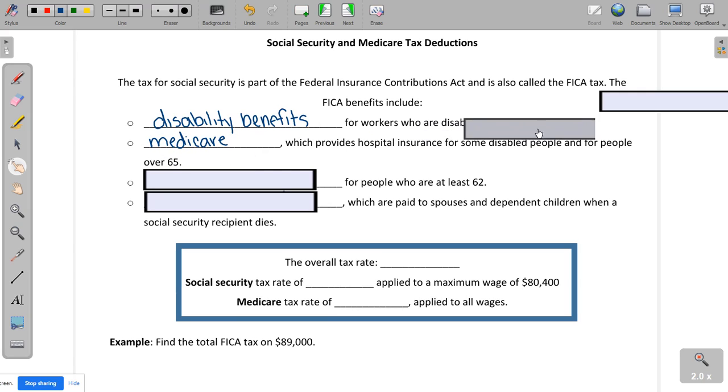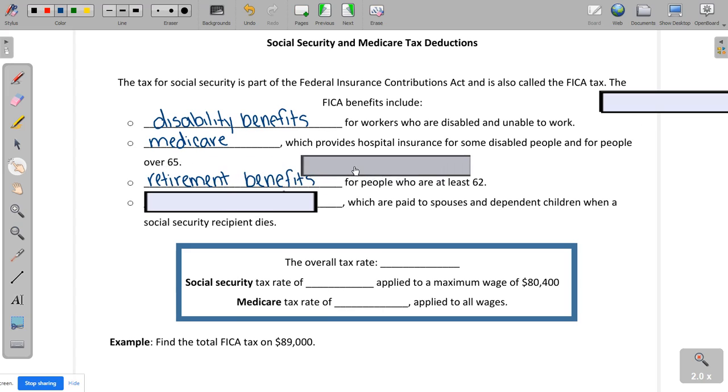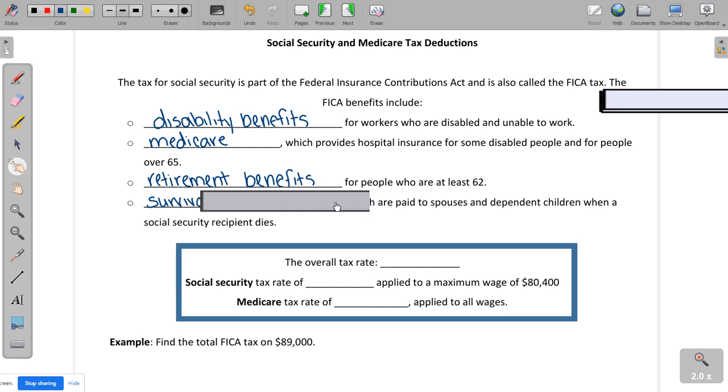Then it covers Medicare, which provides hospital insurance for some disabled people and for those over 65. Then it covers retirement benefits, which are for people who are at least 62. And lastly, survivors benefits, which are paid to spouses and dependent children when a Social Security recipient dies.